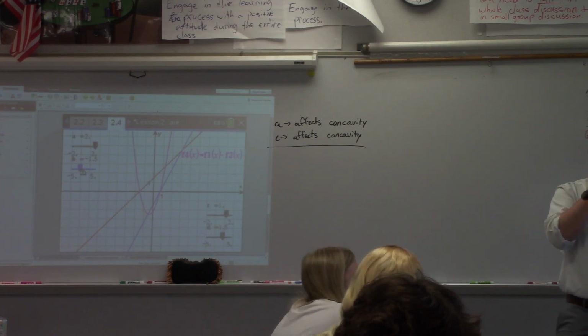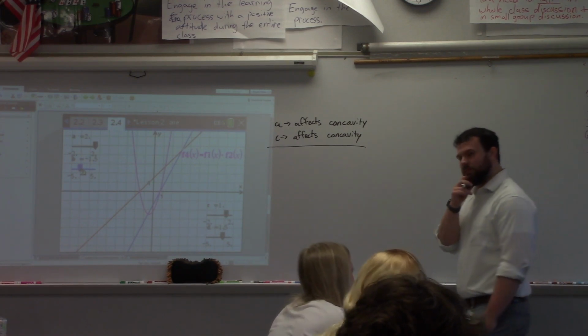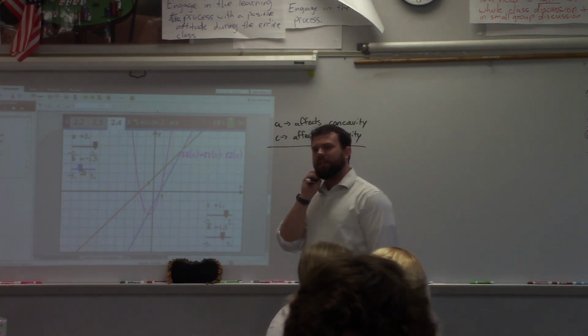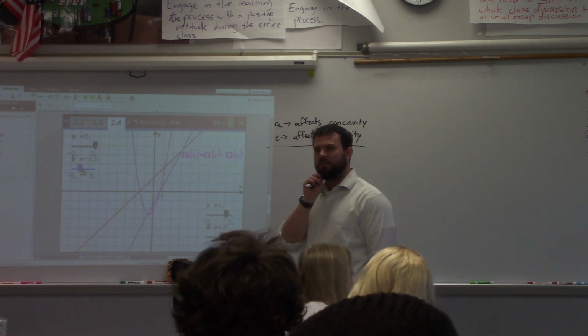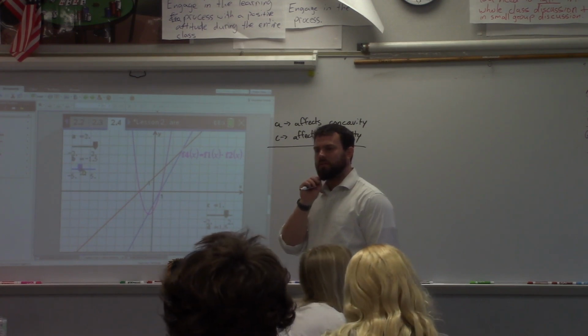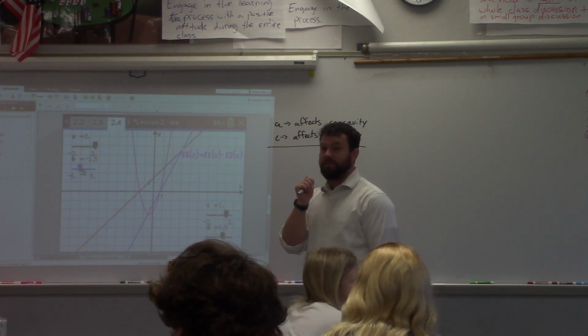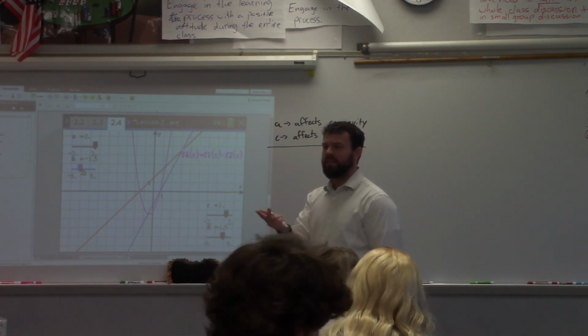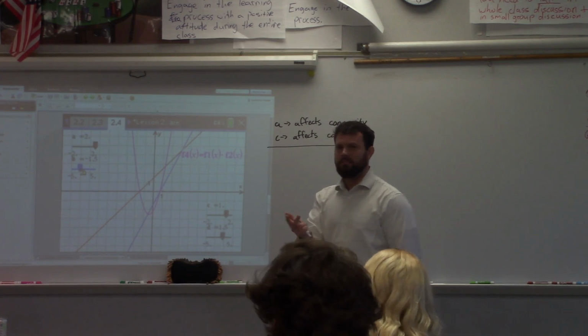The vertex. What about the vertex? It moves when you change, what is changing that vertex? When you change D, it changed too. I believe B and D affected the vertex. Did A or C affect the vertex? No. Sure about that?